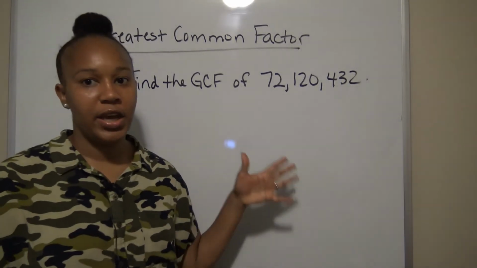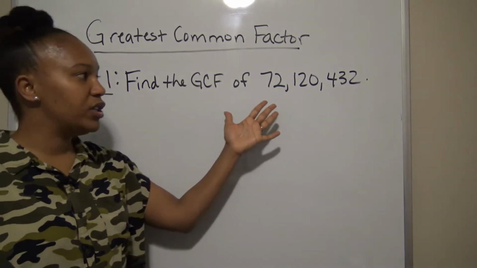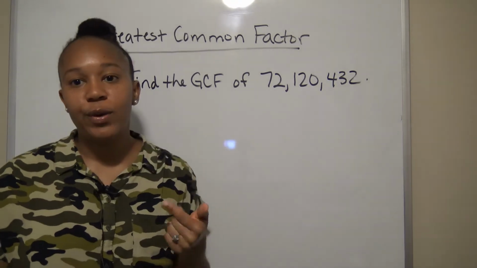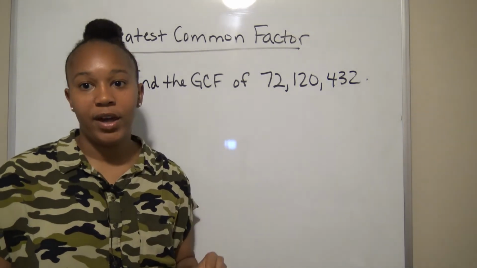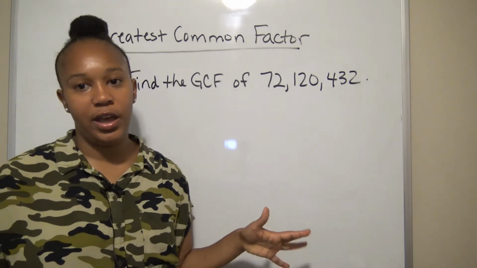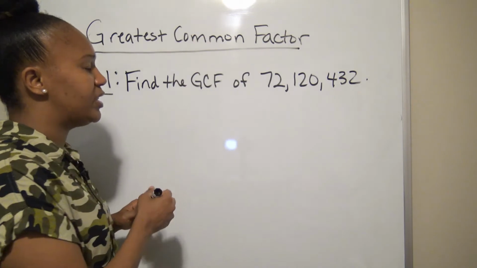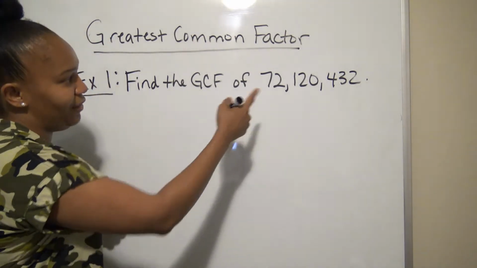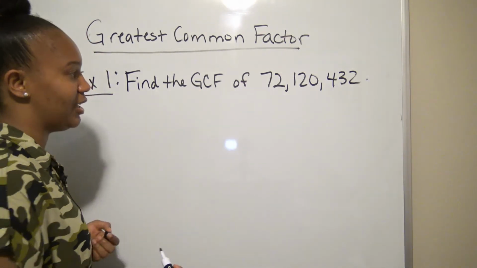Okay, let's try an example. So in this first example, we want to find the GCF of 72, 120, and 432. So again, there are two different ways you can do it. You can list all the factors out, or you can do the prime factorization tree or list it out as this prime factorization. So starting with 72, I'm going to use the second way because these numbers are larger. I don't want to be listing all the factors of 72 or 432.